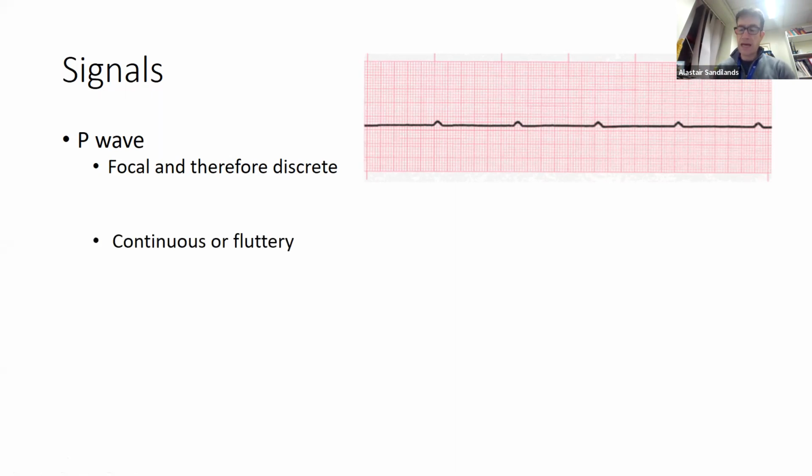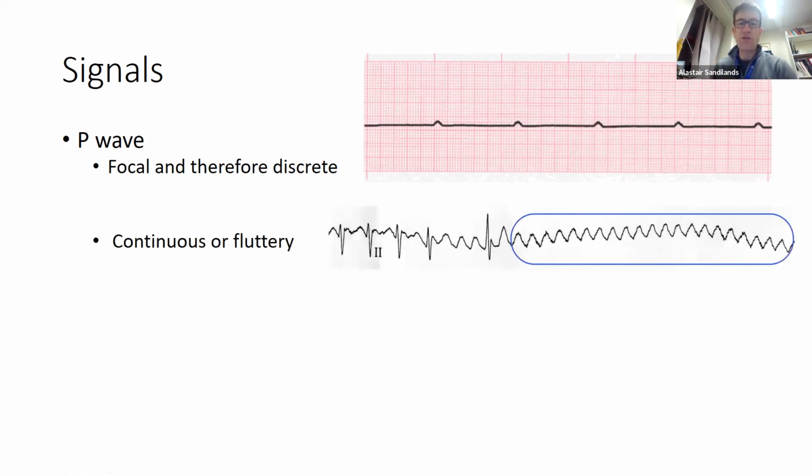The P waves may be continuous or fluttery. Now this is a rhythm strip of lead 2, where the patient has either done the Valsalva maneuver or they've been given adenosine to take away the QRS signal. You can still see here that the fluttering is occurring with the QRS, but the fluttering continues, the QRS goes away, and now there is just a continuous fluttery wave here, indicative of atrial flutter.